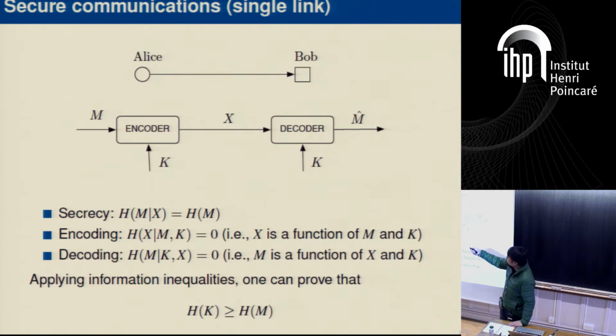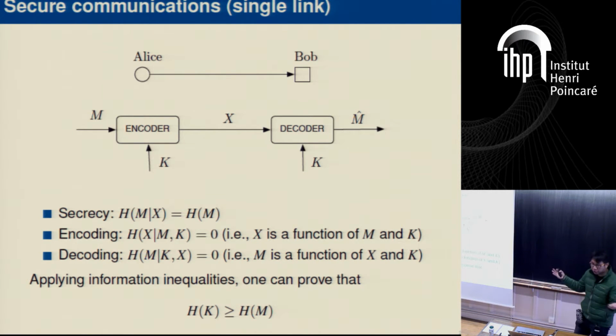And the second one is the encoding constraint. X is actually generated from M and K. So given M and K, X is deterministic. Therefore, we have this criterion. And the decoder observes X and knows K. It wants to regenerate M again. So given K and X, M will become deterministic. Therefore, this conditional entropy will be 0.